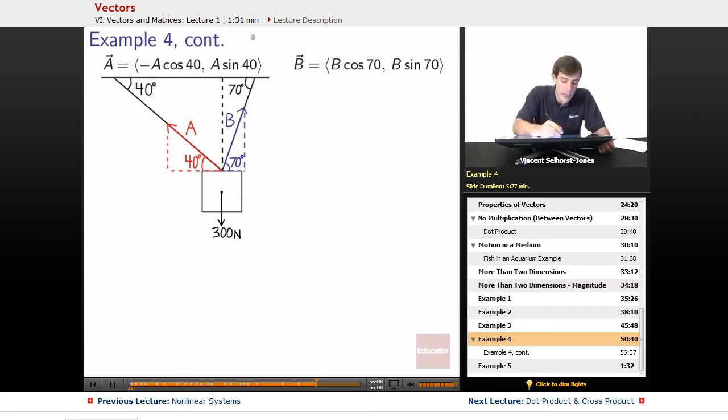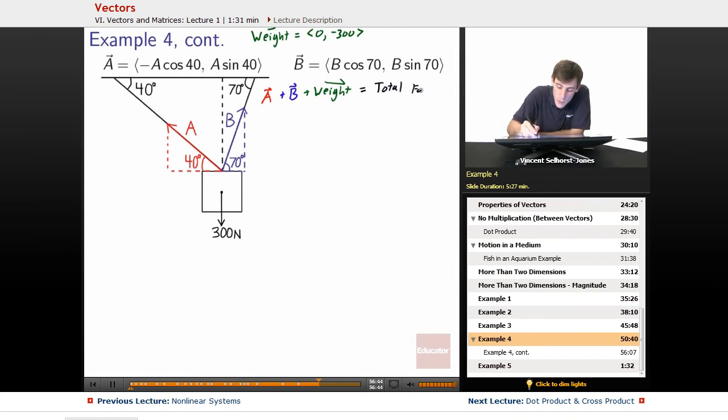So remember, we've got weight equals 0, negative 300. And when we put all of these forces together, the weight and each of the cables, they must come out to a force of nothing because the box isn't moving anywhere. It's not being shoved around. So we can plug all of these things together. We've got A plus B plus the weight vector is going to equal our total force of 0, 0. So let's work out what that is.